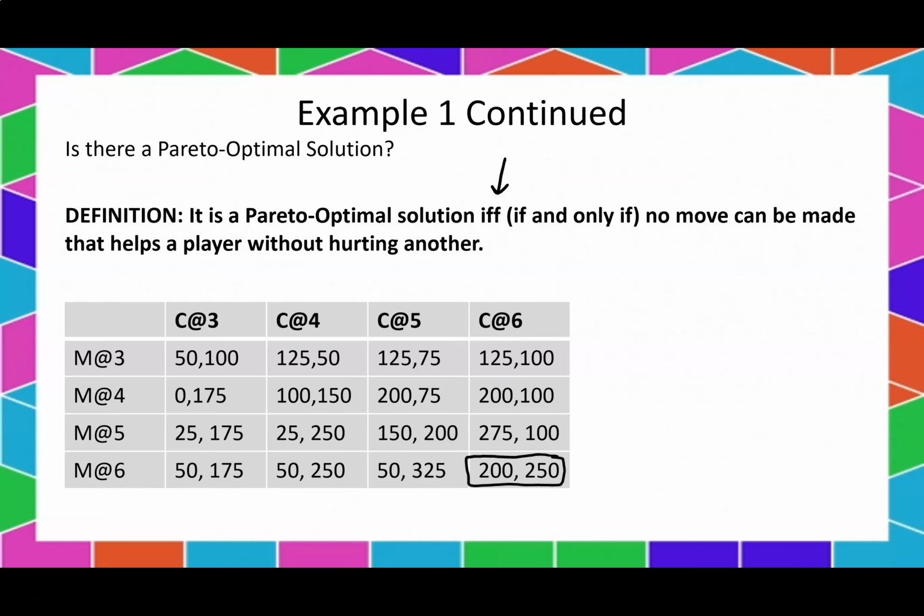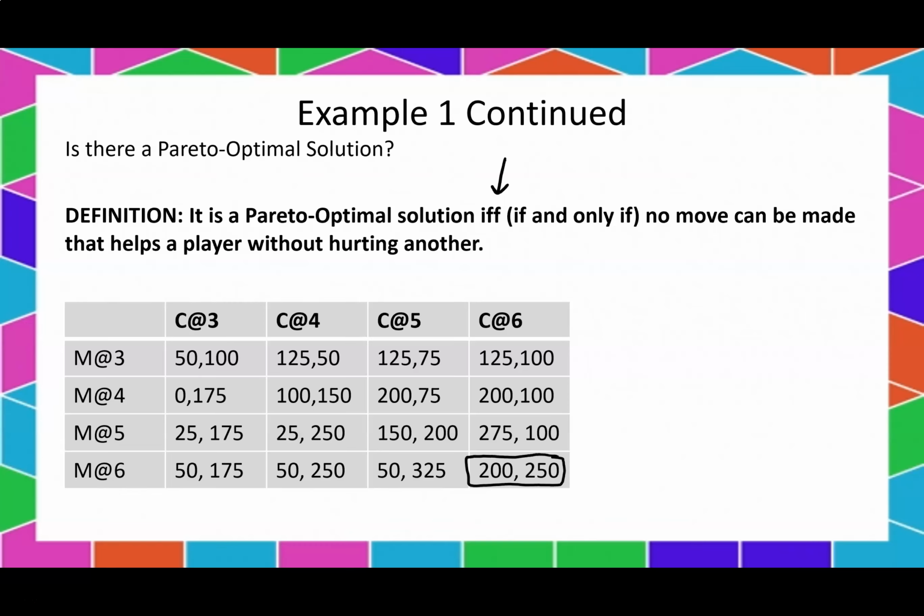And the question is, is there a possible move that can be made that helps both players? Well, in this case, Megan wants to move here to $5, but does that help Cody? Cody's going to say, no way, because I know you're going to make $25 more, but I'm going to drop a ton. So he says, I'm not moving. Cody says, well, hey, look at this. I've got 250. I could get 325 if we move over here. Megan says, absolutely no way. I'm going to go from 200 to 50.